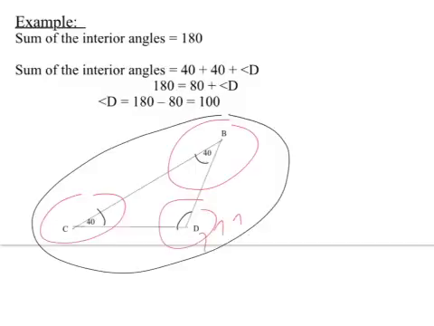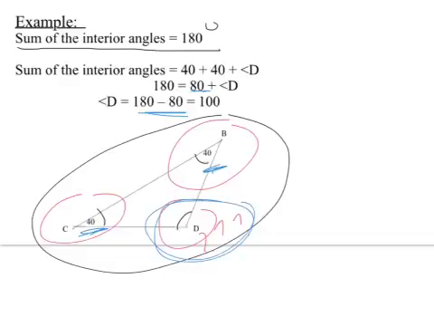So we're going to follow this rule. The sum of interior angles is always going to be equal to 180 degrees. So what they did in this example was they added the 40 degrees and the 40 degrees, which gave them 80 degrees, and then they subtracted the 80 from 180, which said that the measure of angle D was 100. So that's the example that's already given. So we're going to try a few on our own as well.